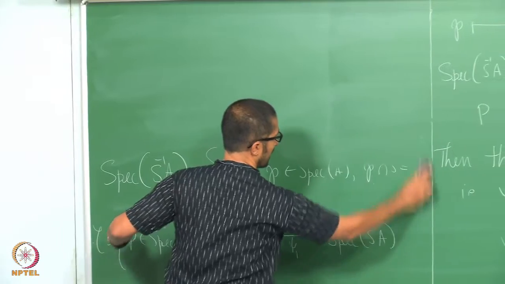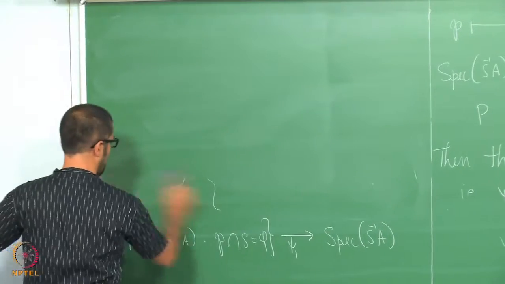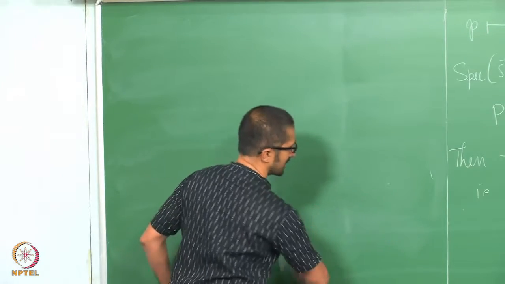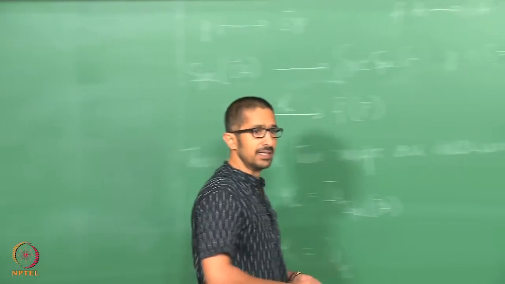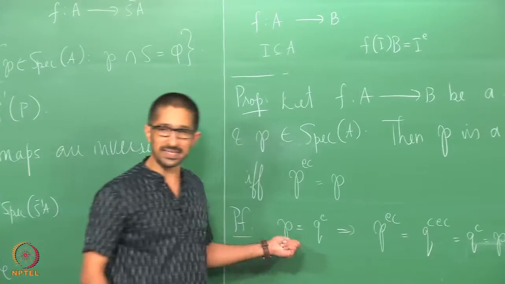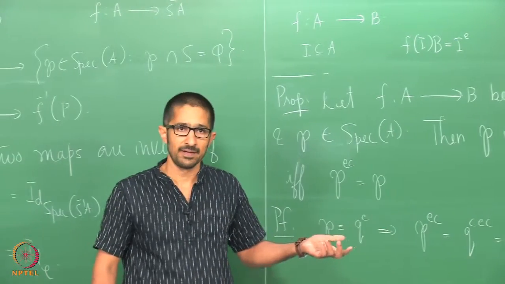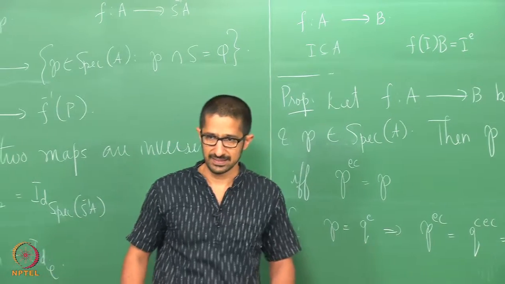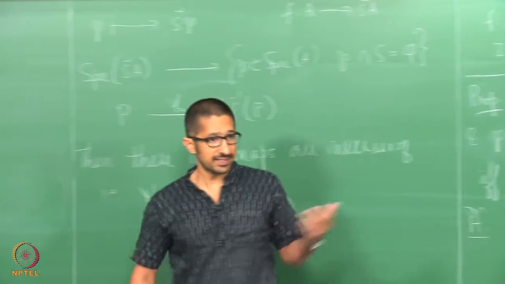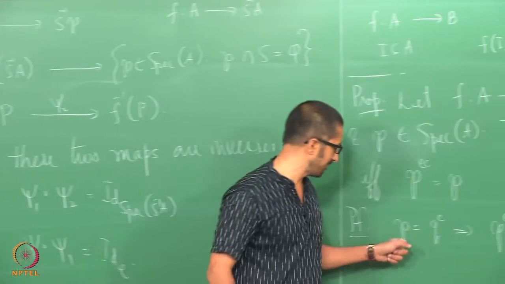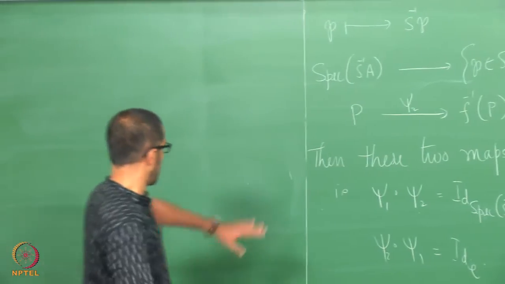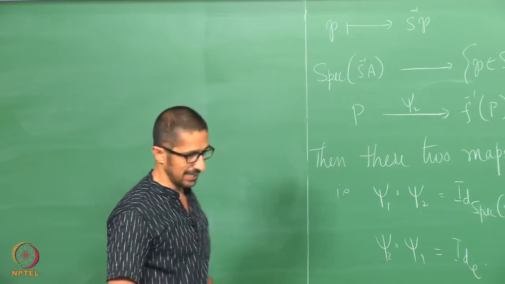So, here in the natural case of A to S inverse A, when is an ideal contracted? It is when the prime ideal does not intersect the multiplicative set S. Okay. And when it does not intersect the multiplicative set, this is naturally true. More properties of S inverse A.